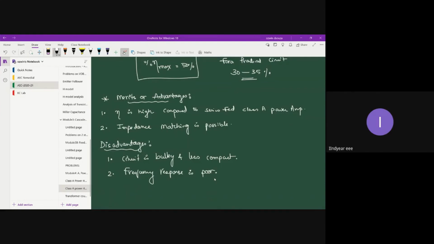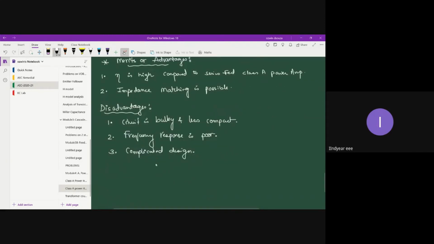And the third one is complicated design. That's because you have to properly design the transformer. If you don't design the transformer properly, then there can be unwanted noise present in the output. So these are the disadvantages. That is about the advantages and disadvantages of the transformer coupled class A power amplifier.